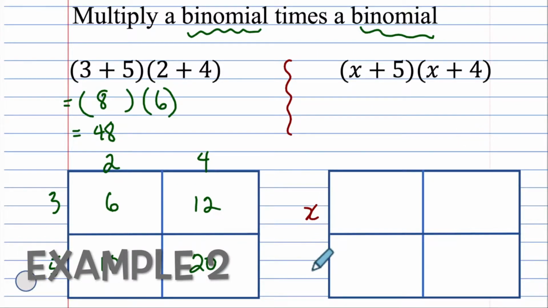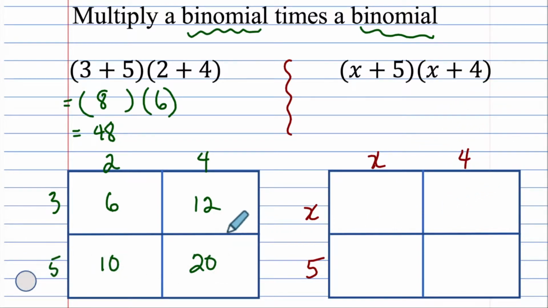If we put an x and a 5 along here for the first bracket, and then an x plus a 4 for the second bracket, we can use the area model and simplify. X times x is x squared. X times 4 is 4x. 5 times x is 5x, and 5 times 4 is 20.